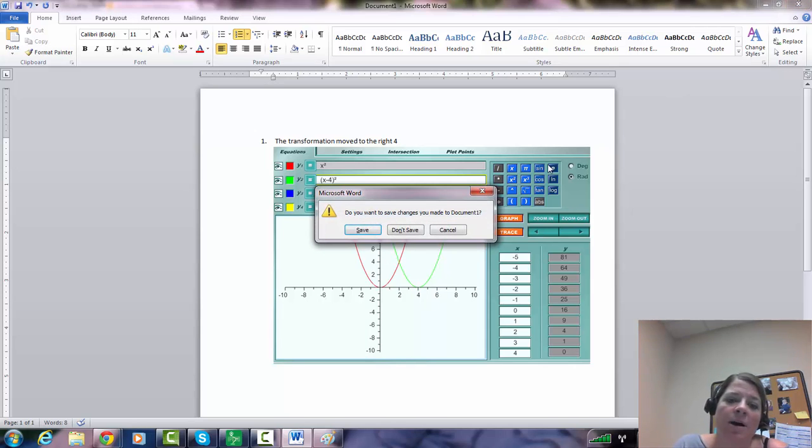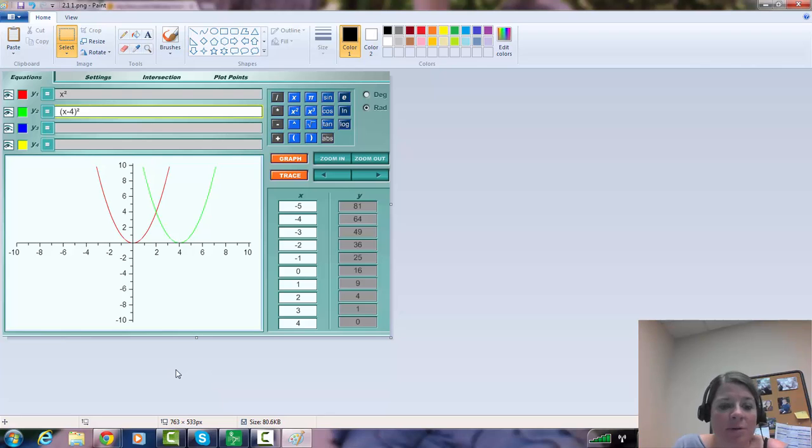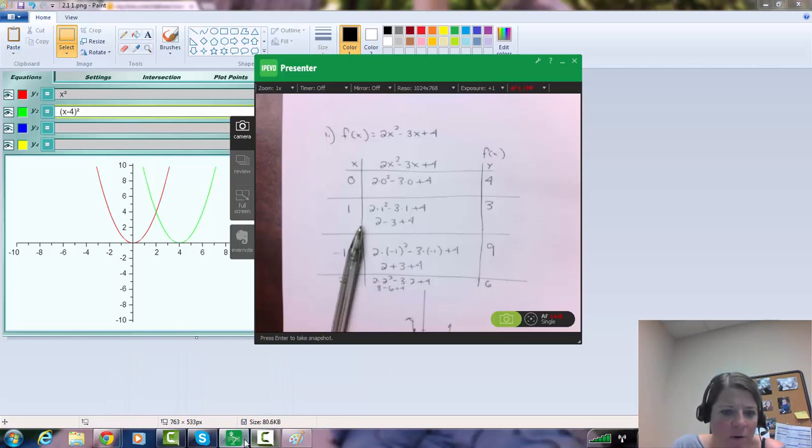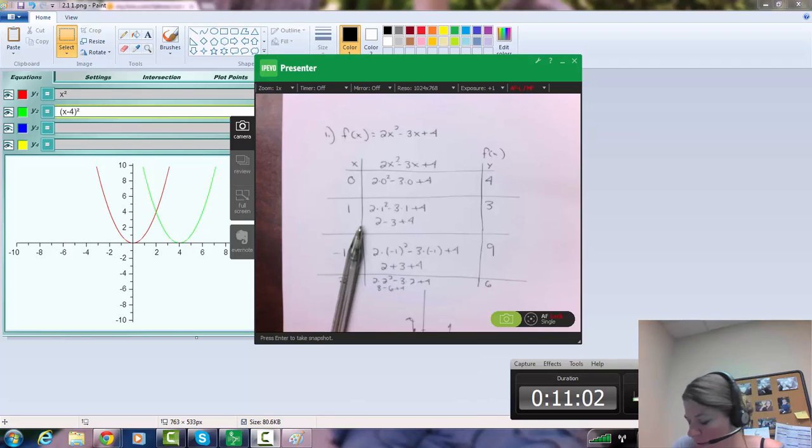So anyway, that's one way to complete section 2.1. And you don't have a whole lot of problems to do in this, so it wouldn't take you too long to do it all in Word. All right.